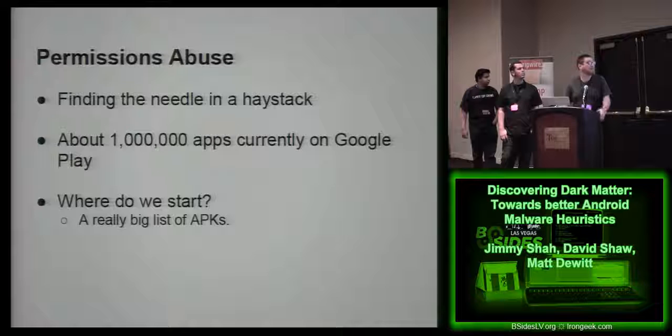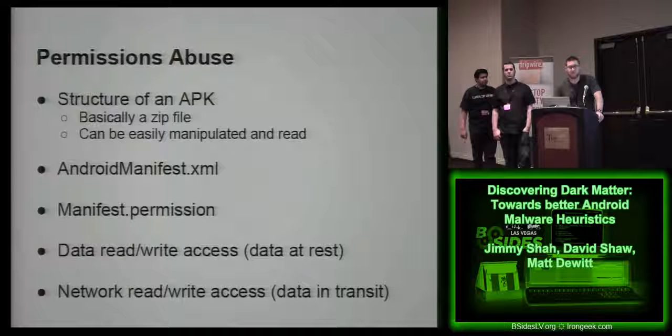Well, generally we start with a really big list of APKs. And in order to start with APK analysis, we need to understand a little bit about how an APK is structured. Basically, it's a zip file. It contains a bunch of information about the app itself, and it can easily be manipulated and read, which is, of course, pretty helpful. In particular, we're going to talk about AndroidManifest.xml, which is basically an XML file that tells Android OS what the app's called, what permissions it's going to request, what it's going to do. And more specifically, the manifest permission lines, which are saying, I'm going to ask for these permissions.